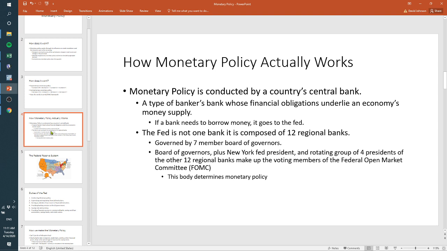So if you remember, before I said that in the U.S. we use Federal Reserve notes, and those Federal Reserve notes are the IOUs that the Fed, the Federal Reserve, the central bank of the United States, owes the Treasury. Well, those are financial obligations. And so in the U.S., this is fairly straightforward. Other countries operate in the same way. They issue the financial obligations, or the IOUs, and those IOUs underlie the country's money supply.